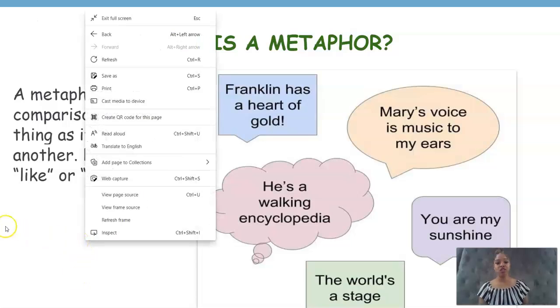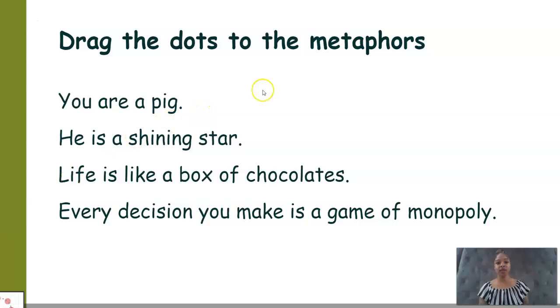All right, so we're going to go ahead and go into the next slide. And again, this is just another fun activity for you guys to complete on your own, but I will go ahead and go over them. So on this activity, you're just going to drag the little red dots at the bottom here to the metaphor. So any of these sentences that you believe is a metaphor, you're just going to drag the dot right to it.